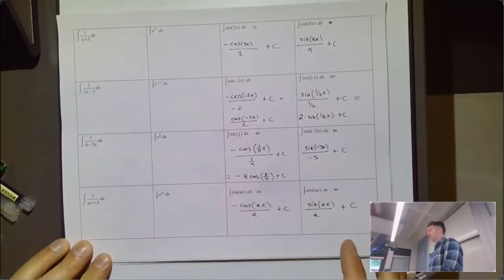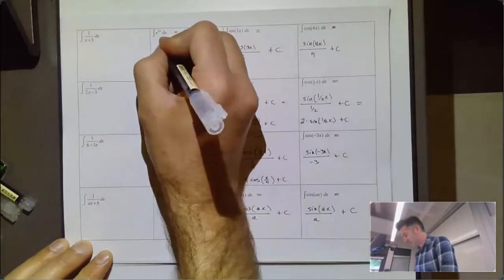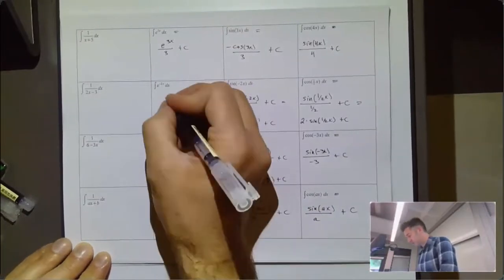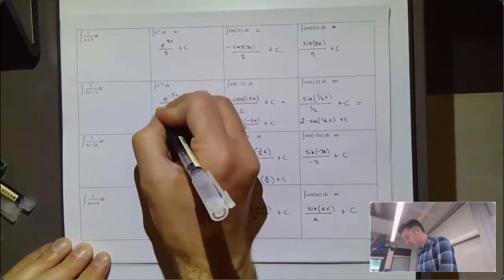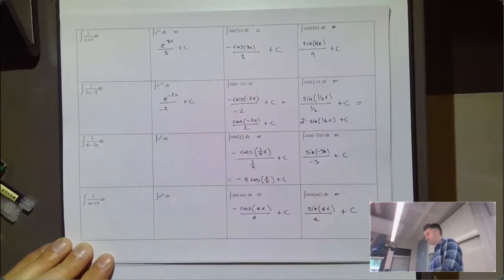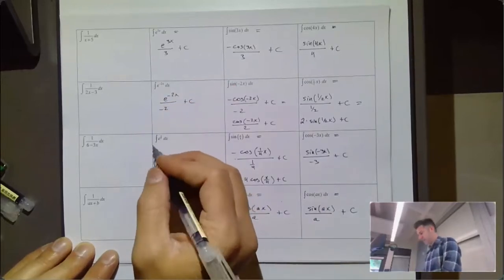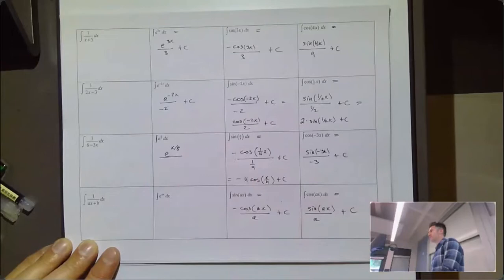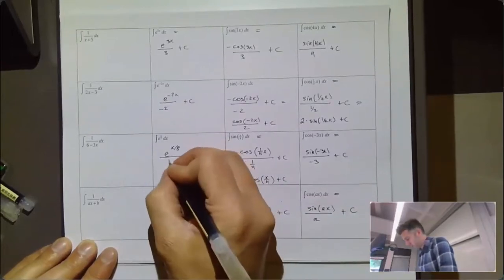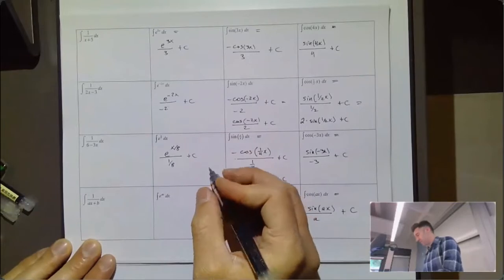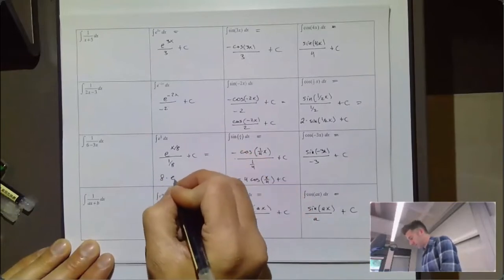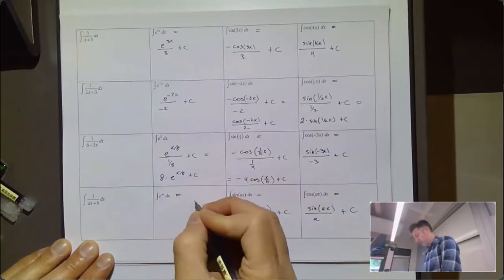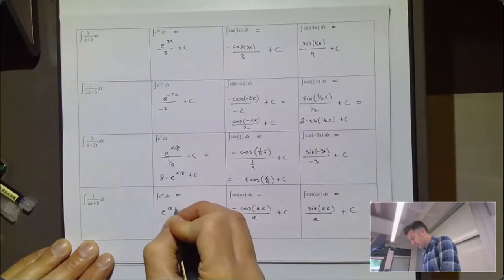Same deal for this next column, right? The antiderivative of e to the 3x is e to the 3x divided by 3. The antiderivative of e to the negative 2x is e to the negative 2x divided by negative 2 plus c. This one, the antiderivative of e to the x over 8 is e to the x over 8 divided by what? Yeah. And then I do think we should simplify that as 8 times e to the x over 8. And the antiderivative of e to the ax is e to the ax divided by a.